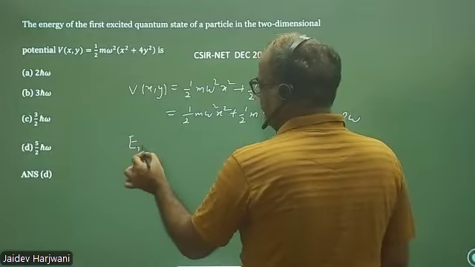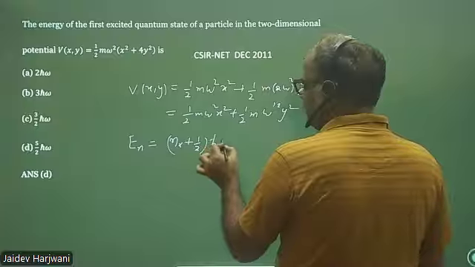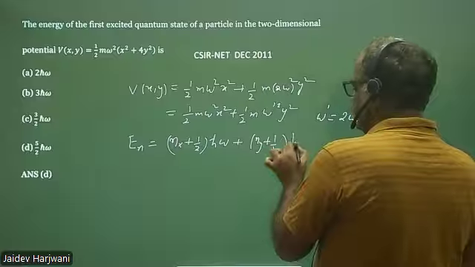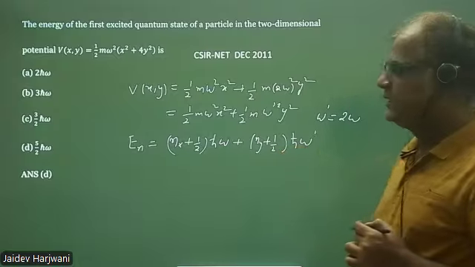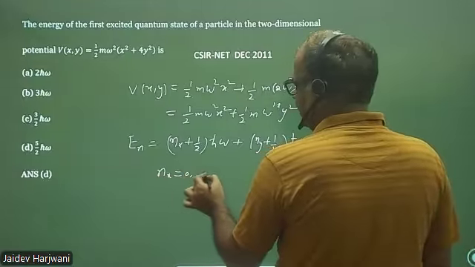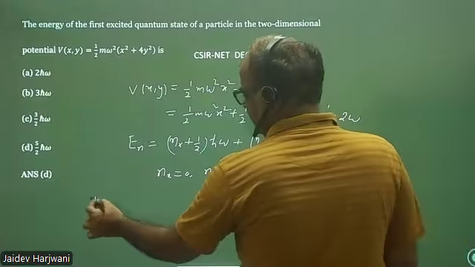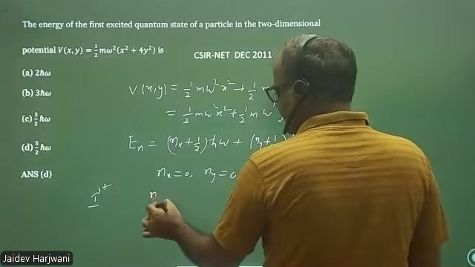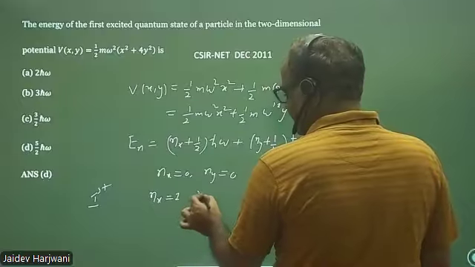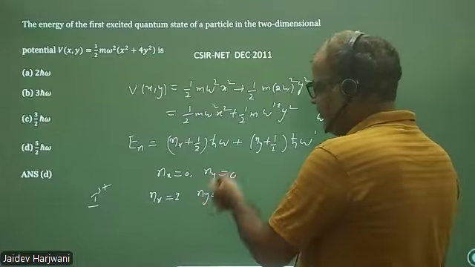Now I want to write the energy. So energy E_n will be what? E_n will be (nx plus half) h cut omega plus (ny plus half) h cut omega dash. Now for ground state, I can write nx 0, ny 0, and for first excited state, I can write nx 0, nx 1, and ny 0. Now here you can ask why not nx 0, ny 1?